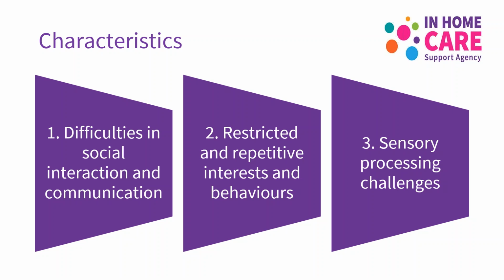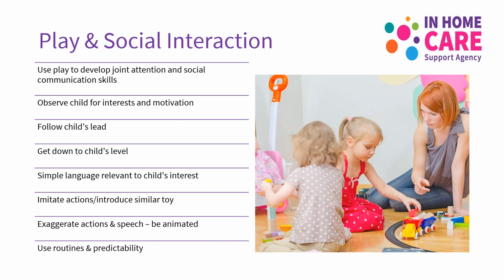So what are the characteristics of autism? For a diagnosis of autism, a child would display characteristics in these three areas: difficulties in social interaction and communication, restricted and repetitive interests and behaviours, and sensory processing challenges, with indicators evident in categories of behaviour, play, social skills, communication, and sensory processing.